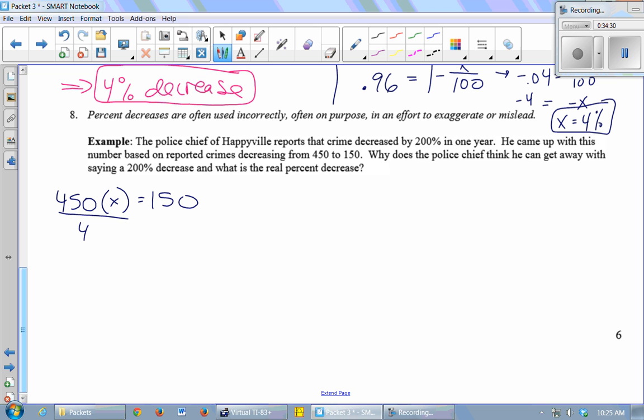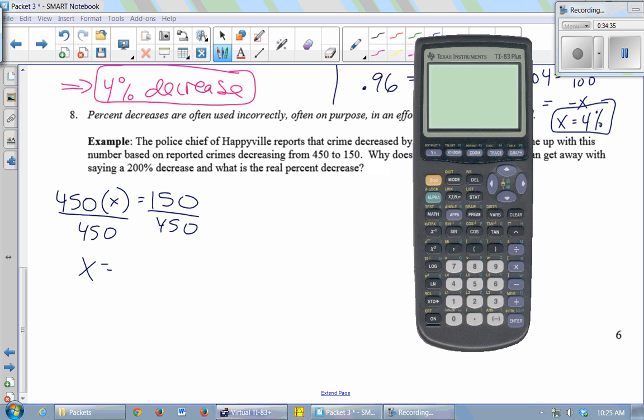Divide by 450, divide by 450, and x is 150 divided by 450, which is 0.33.